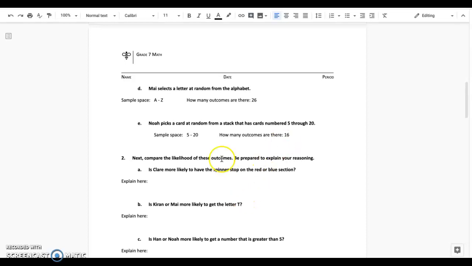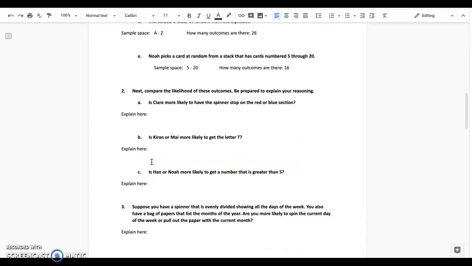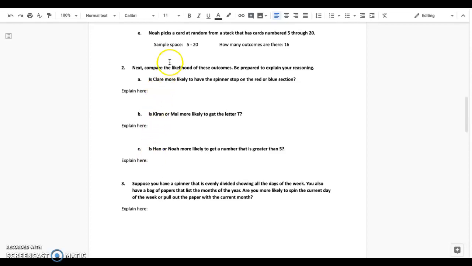Now this next part, you're looking at the likelihood of each of these scenarios and comparing them. And this is where we're going to have to do some math that we've not had to do just yet, and that your cooldown is going to ask you to do as well. So it says, is Claire more likely to have the spinner stop on red or the blue section?